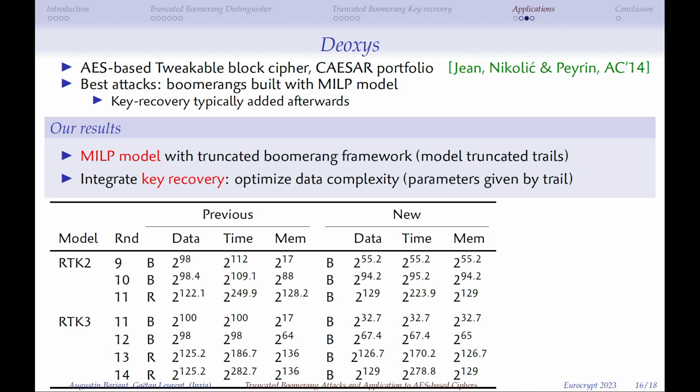We have built a MILP model that integrates truncated characteristics. And what we do is that we put all the parameters for the key recovery inside the model, because now we have a nice formula, and all the parameters are given directly by the trail. So we can get the data complexity of a key recovery, and we can give this as an objective for the MILP, and we get attacks that are better than previous works.